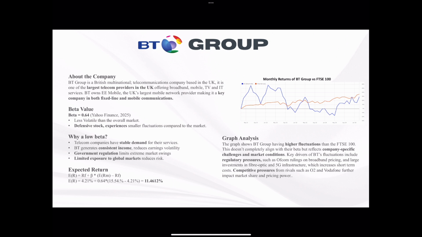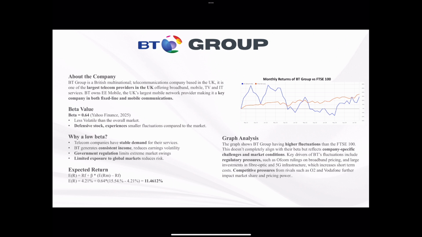This stability means that BT offers lower risk, but in return, investors typically expect more moderate gains. They have an expected return of 11.46%, aligning with its low risk, low return profile. Investors don't demand extremely high returns from BT because the stable revenue and lower volatility make it a safer investment.